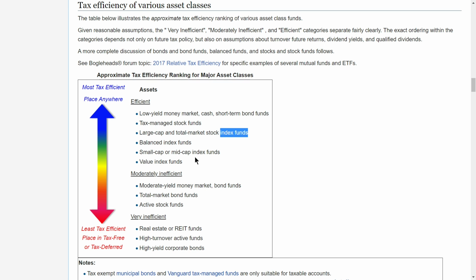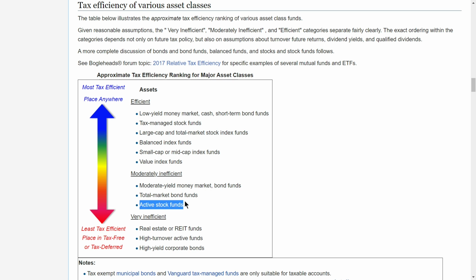Now, there are some funds which are sort of middle ground, which are labeled as moderately inefficient, and those are your moderate yield money market funds, bond funds in general, total market bond funds, active stock funds, or actively managed funds. So those are considered moderately inefficient.